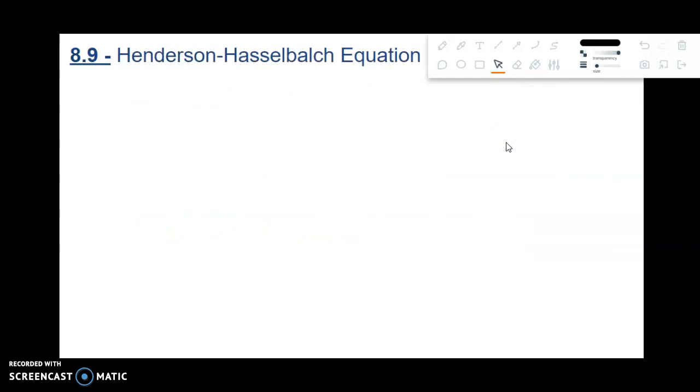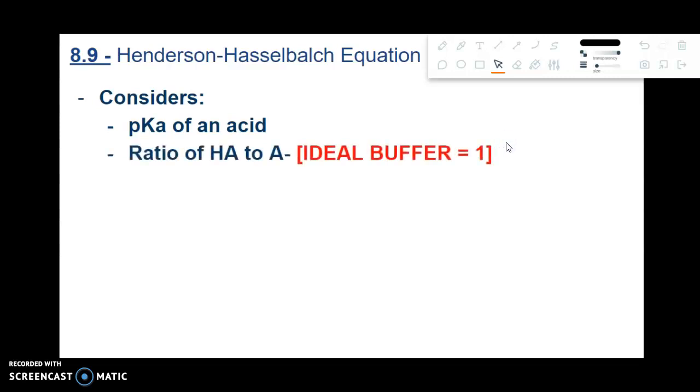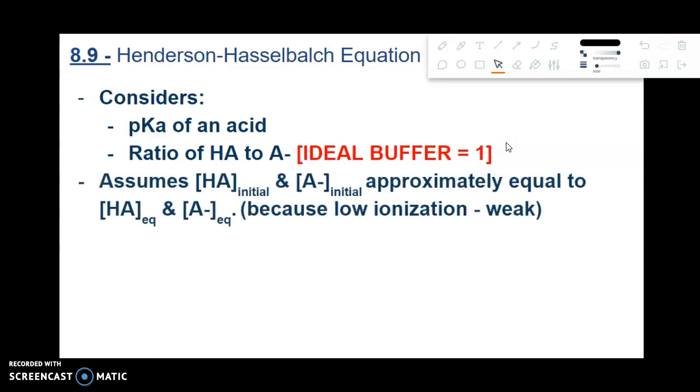So then we have the Henderson-Hasselbalch equation. This equation is going to be helpful for understanding the pH of a buffered solution. So this considers the pKa of the acid. We can figure this out graphically, we can be given it, or we can calculate it. It also deals with a ratio of the weak acid to the conjugate base. And remember, ideally, a great buffer has a relationship of 1. And when we're doing this, we're assuming that the initial concentrations and the equilibrium concentrations are about the same because we have very low Ka values and things like that. So we have low ionization.